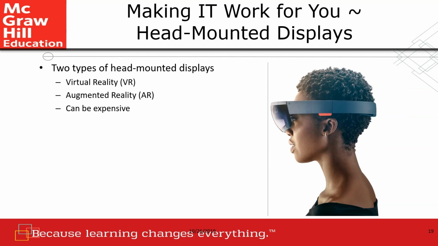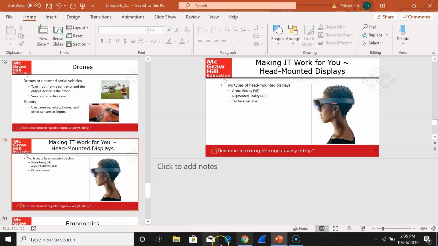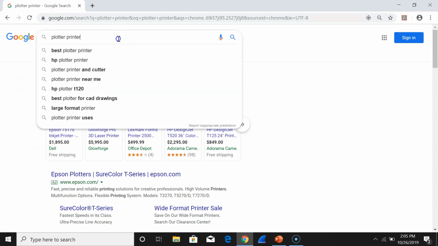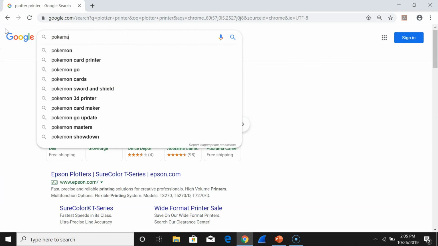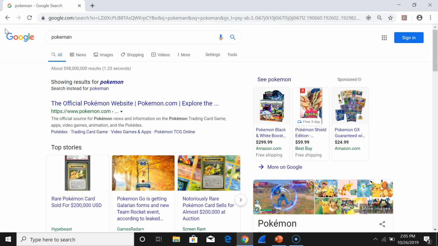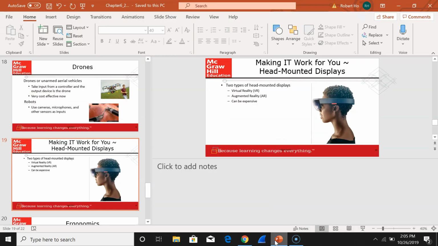Two types of head-mounted display. You have virtual reality and augmented reality. Okay, virtual reality, sometimes they use this. If you want to be a pilot, sometimes you need to do a flight simulation using virtual reality or augmented reality. I don't know whether you guys play Pokemon. Some of my co-workers at the office play Pokemon. Pokemon is an example of augmented reality. It's similar to virtual reality, but this is more into imitating real life situations. Okay.